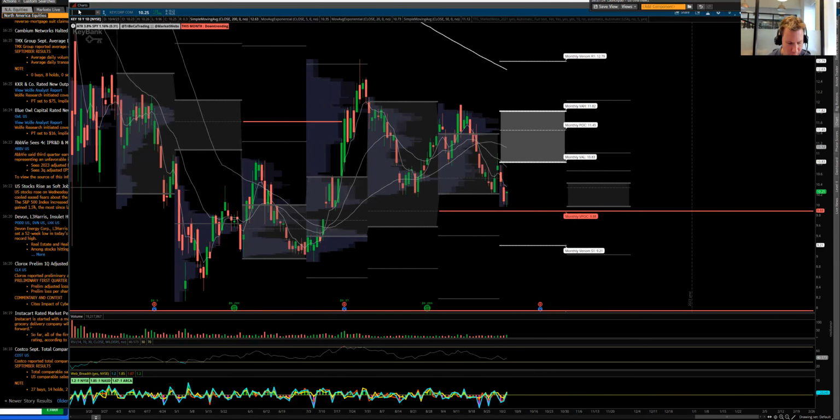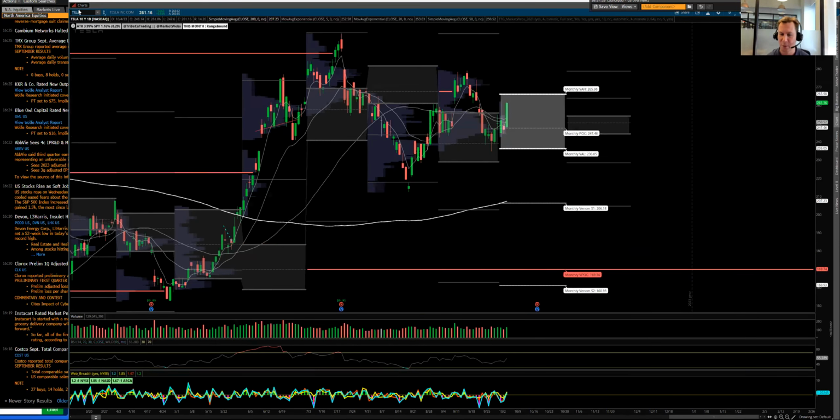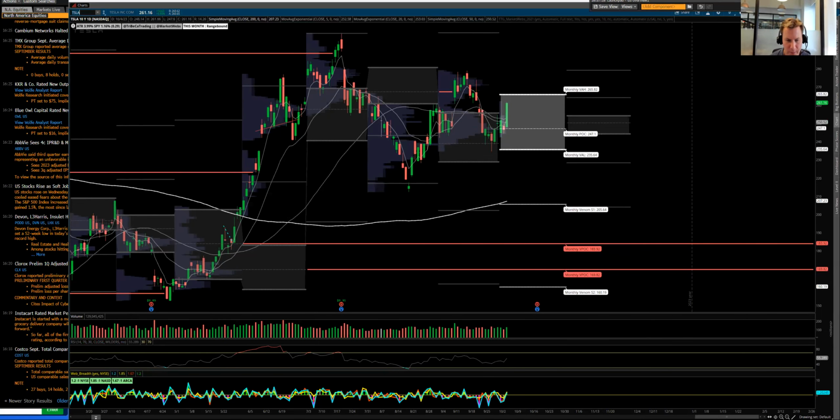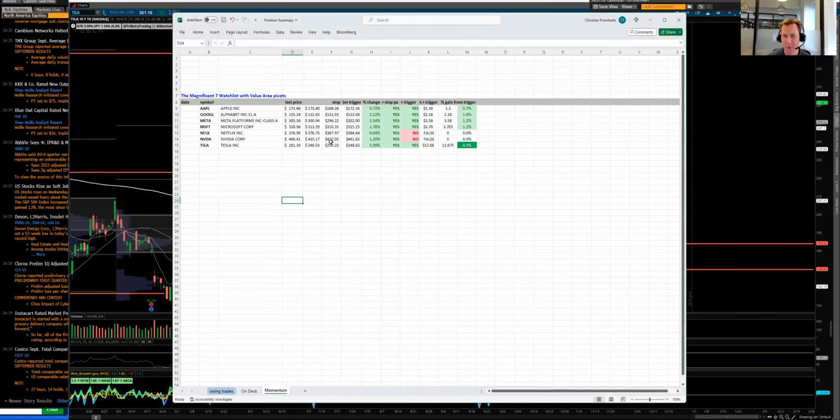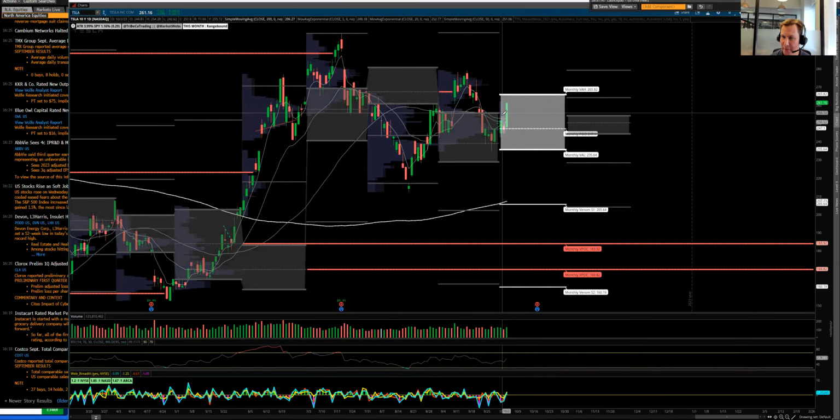I want to go through some single name charts. Tesla stood out to me. I put together this momentum scanner here for just the Magnificent Seven, as they refer to them, and you can see Tesla was a standout here. We have our trigger on the 5-minute value area, and a real nice move by Tesla, right? Getting out of this consolidation.